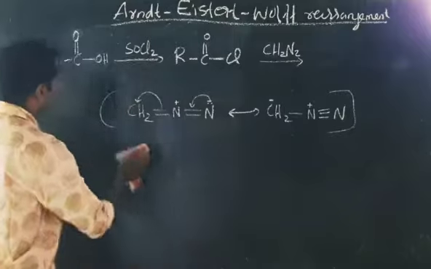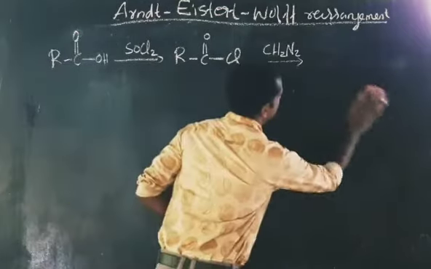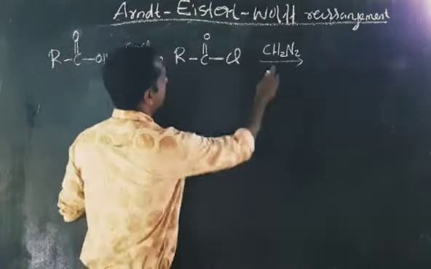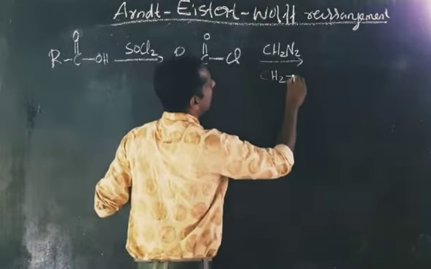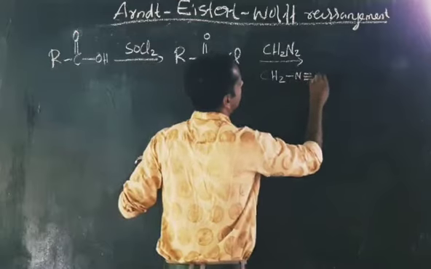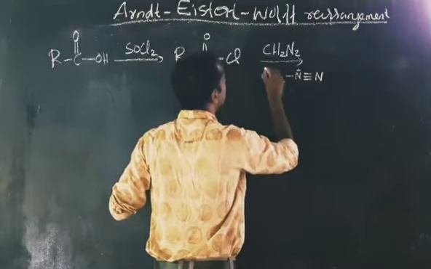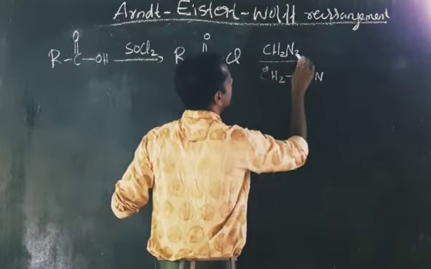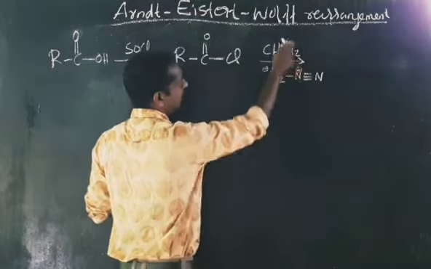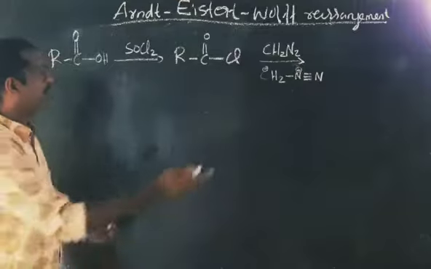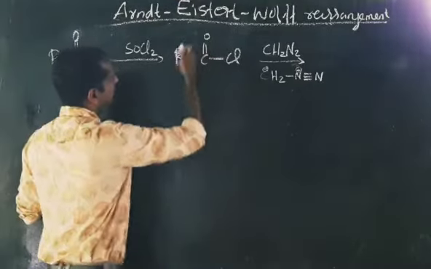Okay, now you look at it here. That is diazomethane, or I can write diazomethane as one resonating structure like this: CH2 N, triple bond N, and this is plus, and this one is minus. Okay, this is the structure of diazomethane, same only diazomethane.